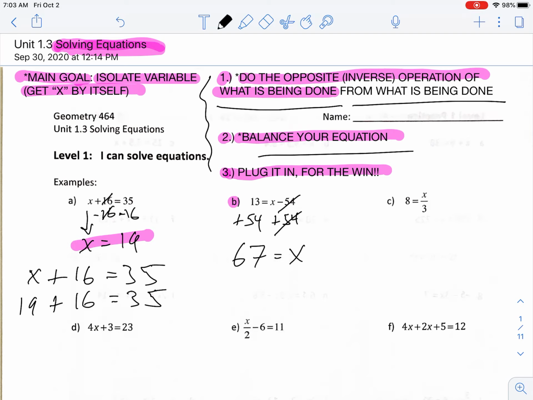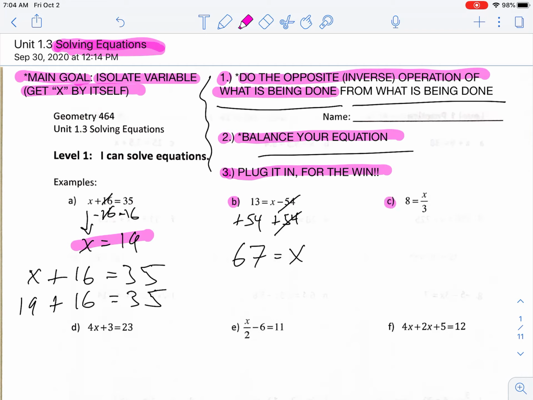Want to check to see if that's right? Put 67 in for x. In this case, you have x minus 54 equals 13. So I can do 67 from my original problem minus 54, and that should equal 13. I go into my calculator, I do 67 minus 54, and it equals 13. So I'm good there. I know it's correct.